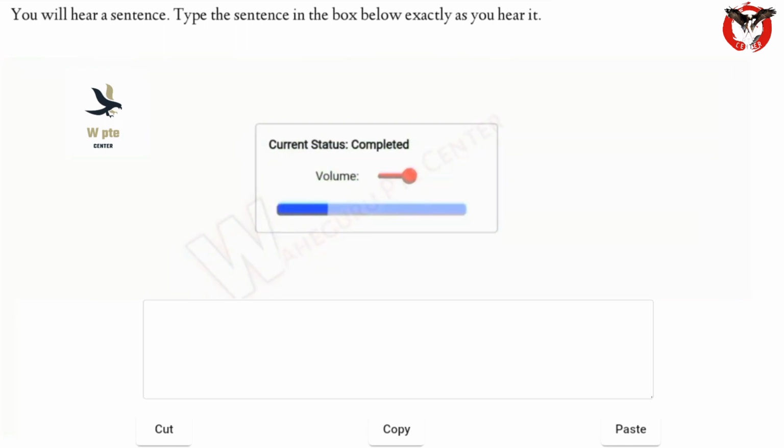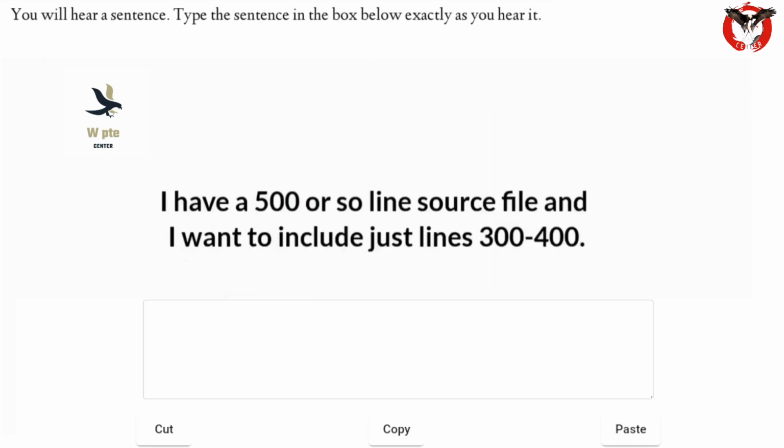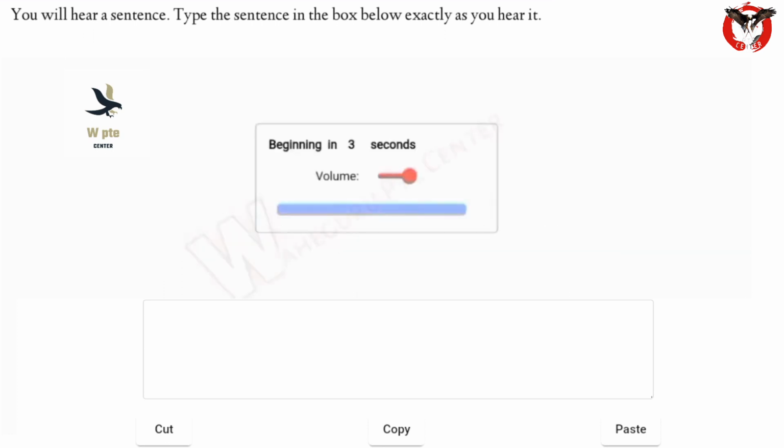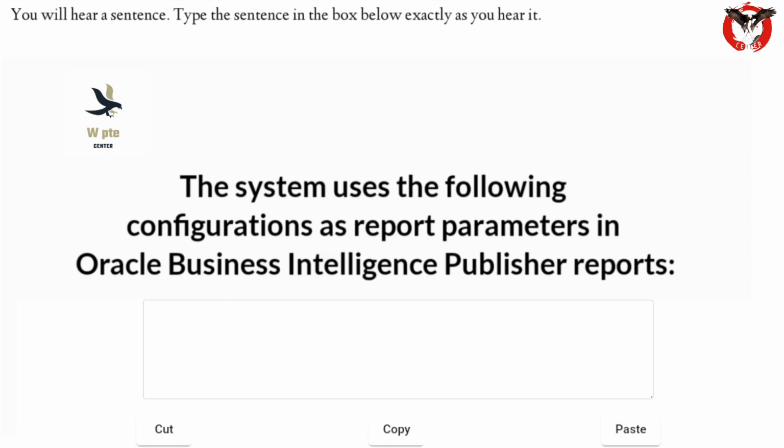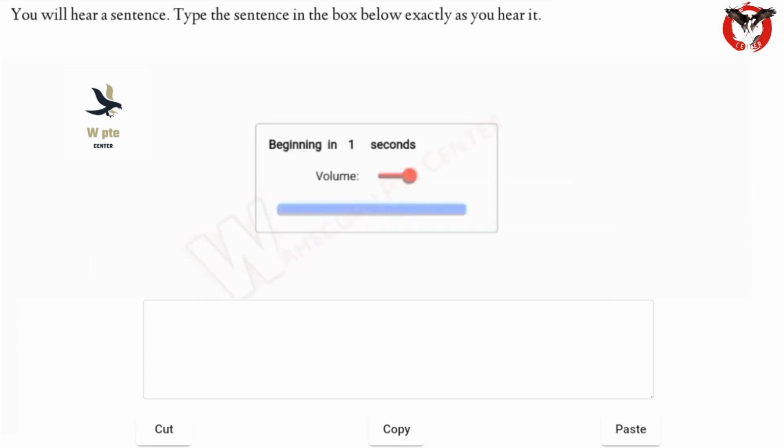I have a 500 or so line source file and I want to include just lines 300 to 400. The system uses the following configurations as report parameters in Oracle Business Intelligence Publisher reports. The following is an example of case data line listing query criteria used for ad hoc line listings.